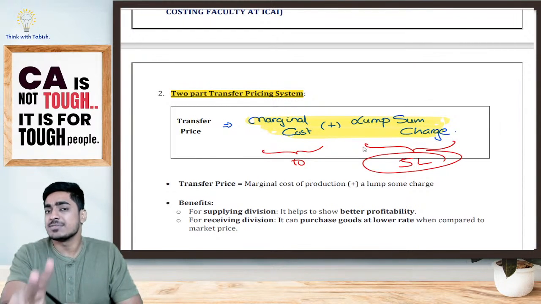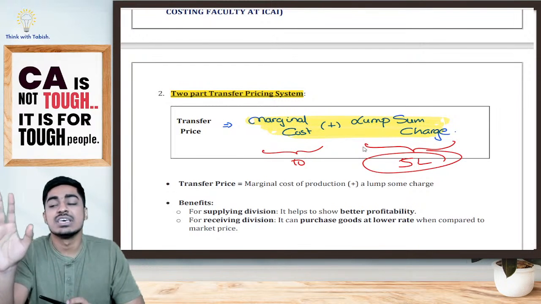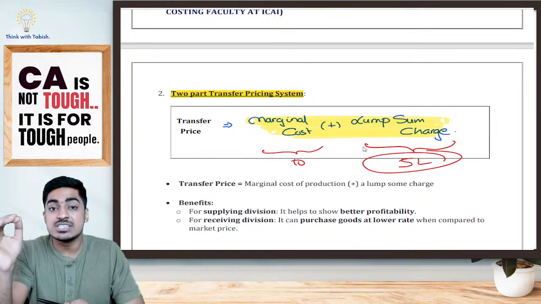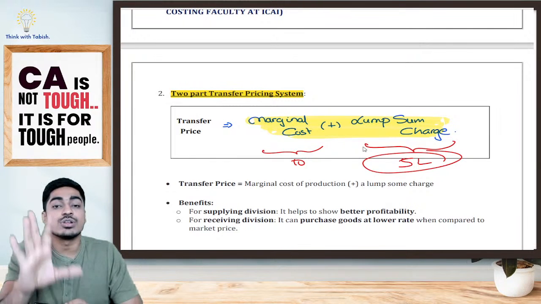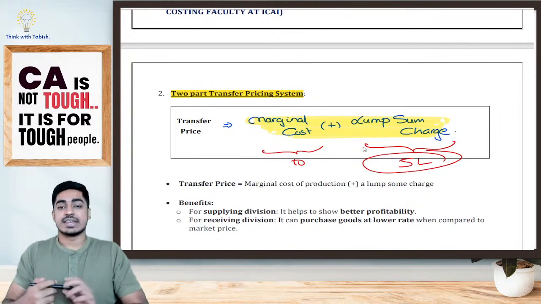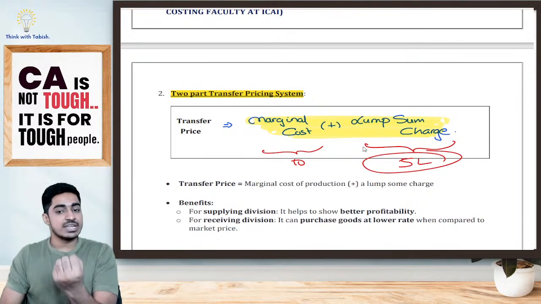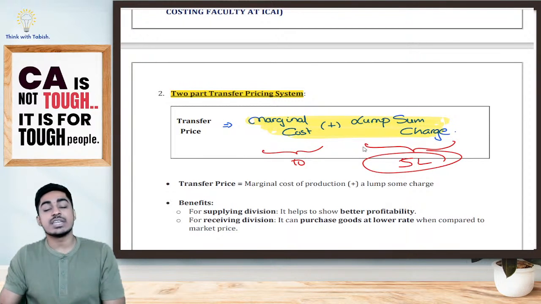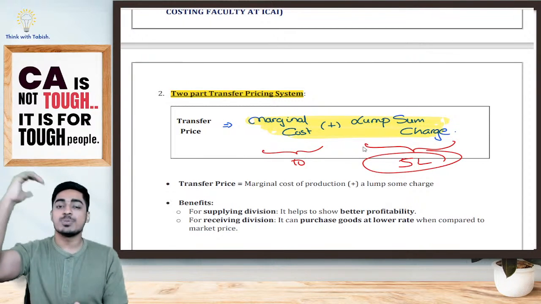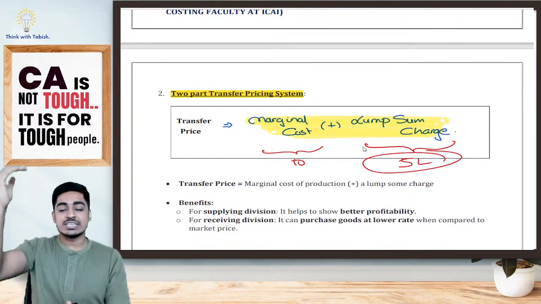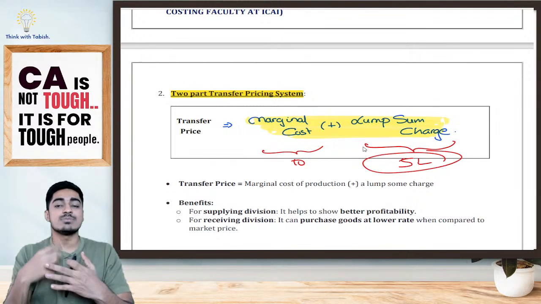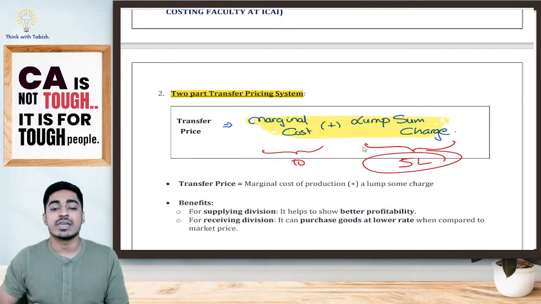Like this, if you are buying, say, for example, 1 lakh units, it will cost you more. But now your cost is also less. If you're buying from the market, the market price is more. This is comparatively less, so you're also at an advantage. The transferor is also at an advantage because they're getting a lump sum. The transferee is also at an advantage because they're not paying as much as the market price. Whatever the marginal cost plus lump sum together, it is lower than the market price.